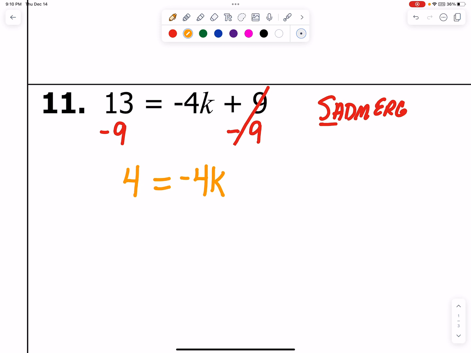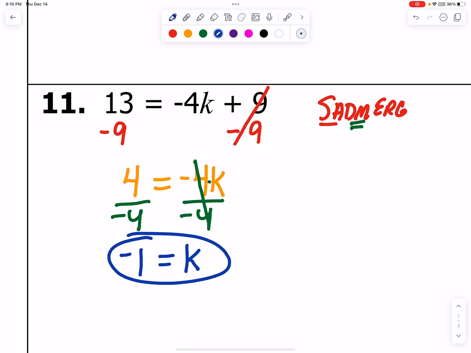Now I have a negative 4 times k. Any multiplication or division? How do we get rid of a times negative 4? We divide by negative 4 to both sides. This crosses out, and what are we left with? We're left with k on this side by itself, which is good. And 4 divided by negative 4 is 1 whole, but it's negative 1. And there's your answer for number 11.